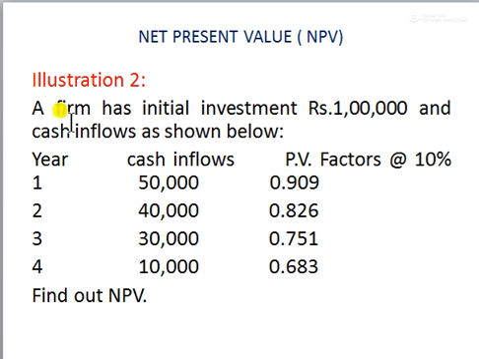Illustration 2. A firm has initial investment of rupees 1 lakh and cash inflows as shown below. First is year column, second cash inflows column, third column is for present value factor of 10%. The details are given below. Find out net present value.